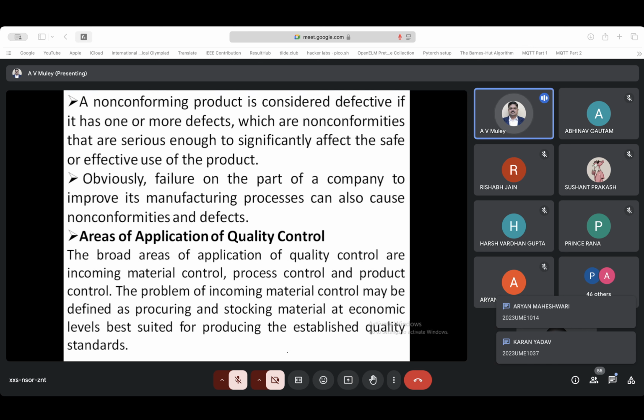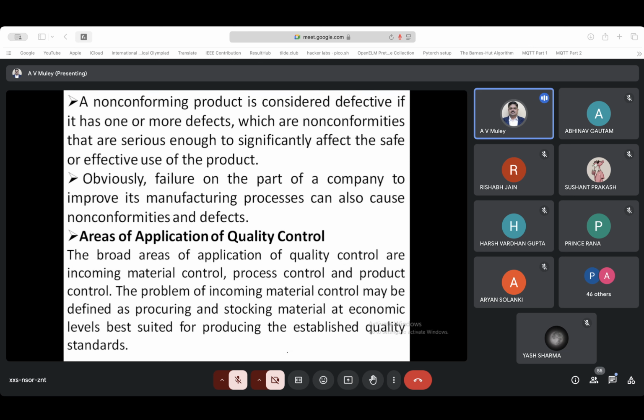Obviously, failure on the part of the company to improve its manufacturing process can also cause non-conformities and defects. So this is, for example, the aspect of quality basically. So you have to ensure that whenever you want to fabricate something or provide services also, that should be defect free.